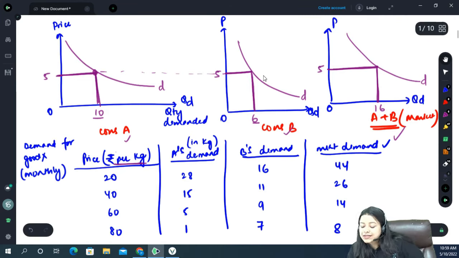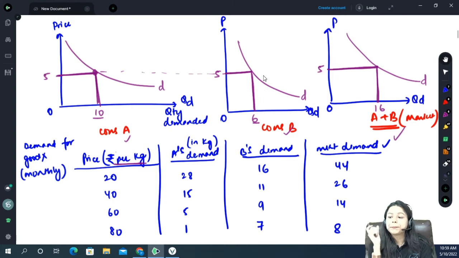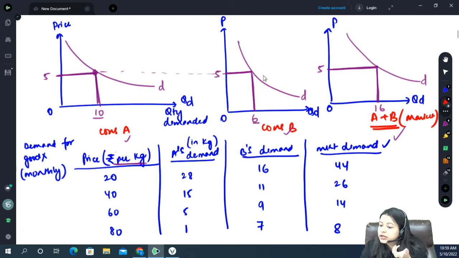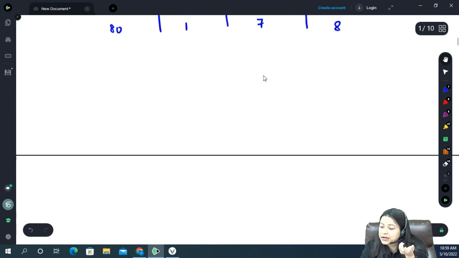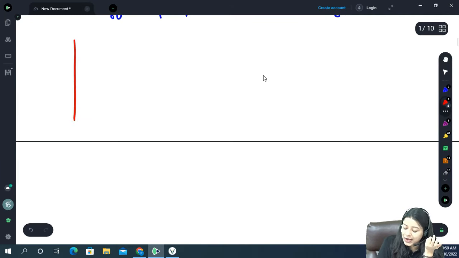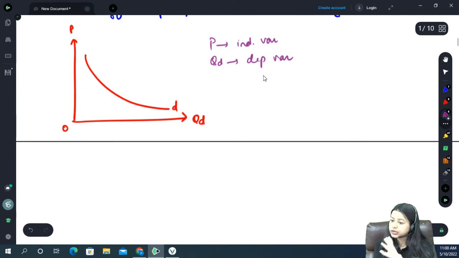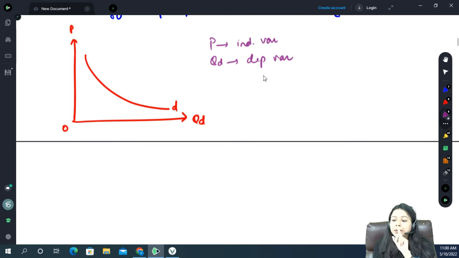Alright, now what we are saying is that the price of a particular good changes. If the price changes, the quantity demanded will change. So here, price is the independent variable. Here, my price is an independent variable, yes or no? And what is dependent on price? Quantity demanded, right? This is my demand curve. So here, price is the independent variable and quantity demanded is the dependent variable. Clear? But still, we are plotting price on the y-axis and quantity demanded on the x-axis.